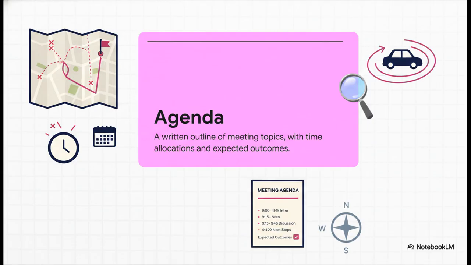As our source material points out, you could try driving somewhere brand new without directions and just cross your fingers that you end up in the right place. But what usually happens? You waste time, you take a bunch of wrong turns, and you arrive late, if you arrive at all. An agenda is simply a written outline of topics to be discussed, complete with time allocations and expected outcomes. And those two elements, the time allocations and the expected outcomes, those are your secret weapons. It's the definitive map that keeps your entire group on course.